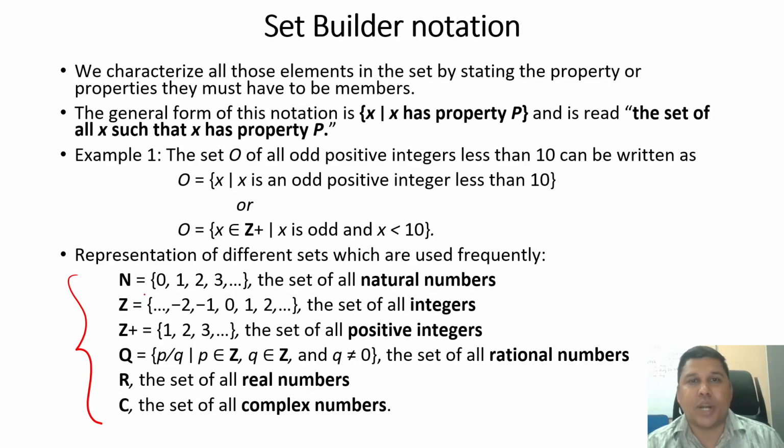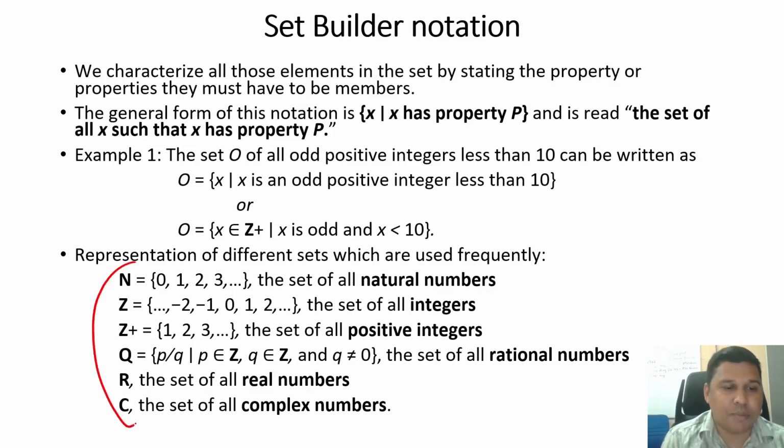N indicates natural numbers, they begin from 0. Z indicates integers, from minus infinity to plus infinity. Z plus means positive integers, 1, 2, 3, and so on. Q is rational numbers, so P by Q. R is real numbers, C is complex numbers. So we will use these notations frequently. When you are writing sets in set builder form, you have to use these notations.